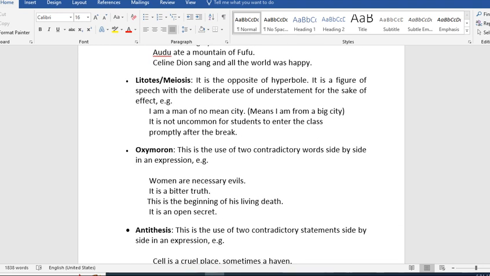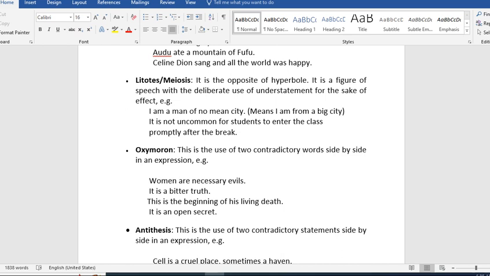We also have litotes or meiosis. It is the opposite of hyperbole. It is a figure of speech with the deliberate use of understatement for the sake of effect. Example, I am a man of no mean city, meaning I am from a big city. It is not uncommon for students to enter the class promptly after the break. What they are saying is that the students don't enter the class promptly after break. So that is an understatement.